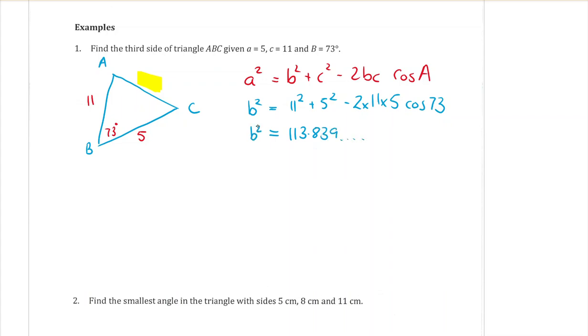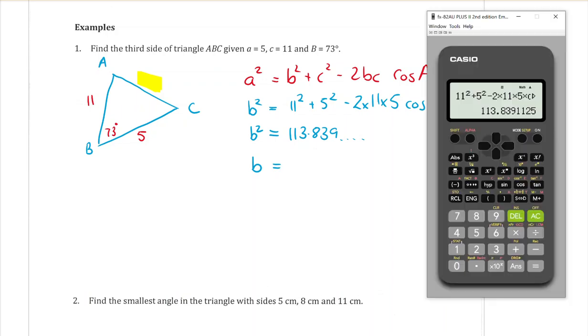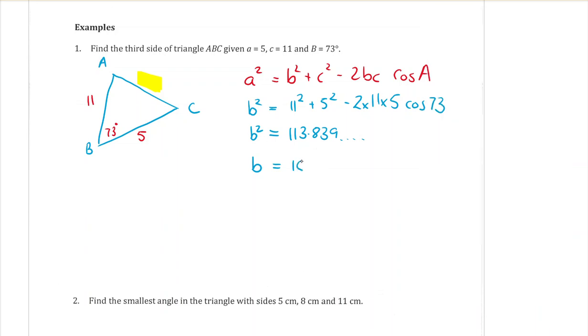Now remember that that's b squared. I just want to get b by itself, which means I need to square root that. It doesn't tell me how many decimal places, so let's do 2. That's 10.67 to 2 dp. Okay, that's it.